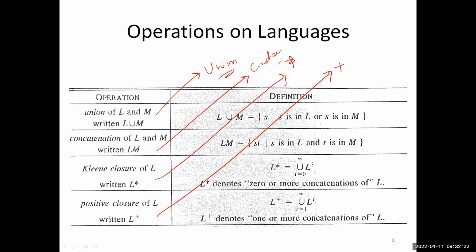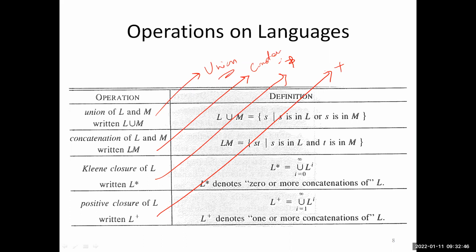What is the purpose of union? Combining one or more languages to generate a new language. Simple. Concatenation, every operation's objective is to generate a new language. In case of union, it is a binary operator. So there are two languages performing a union operation, combining them together.